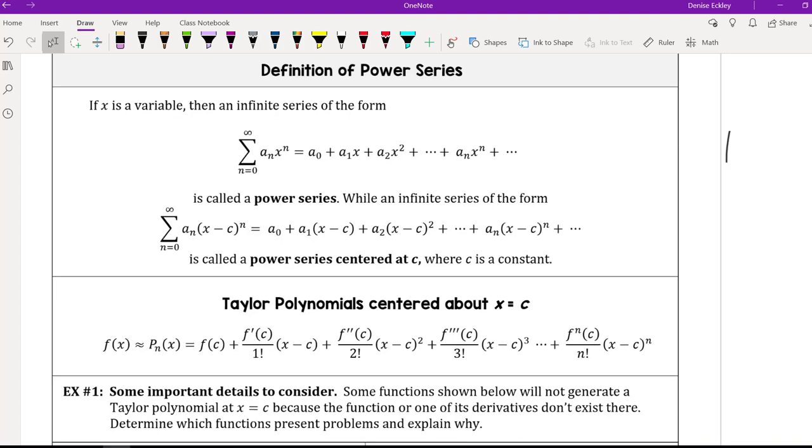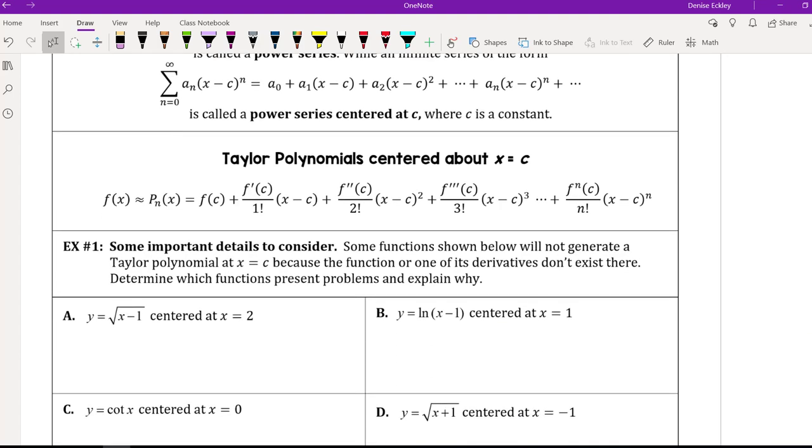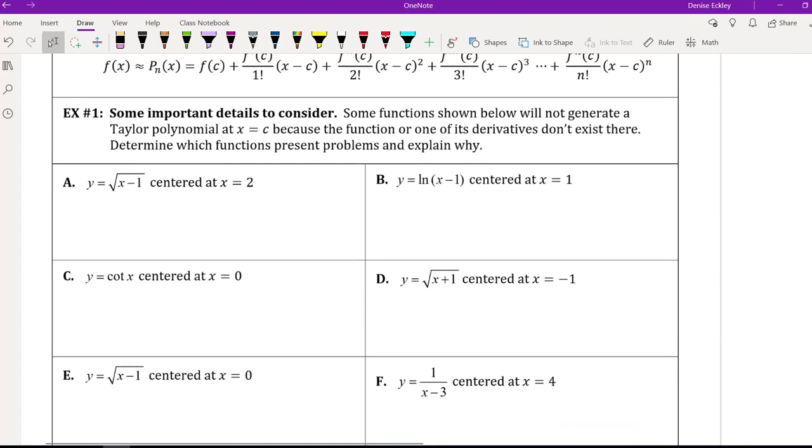To relate that to our last section, Taylor polynomials centered at c have this form: f of x is approximately equal to p sub n of x, which is our Taylor polynomial. Example 1 has some important details to consider. Remember, some functions will not generate a Taylor polynomial at x equals c because the function itself or one of its derivatives does not exist at c. You have to think about that before you try to write a Taylor polynomial or a power series. That's what this example is about.